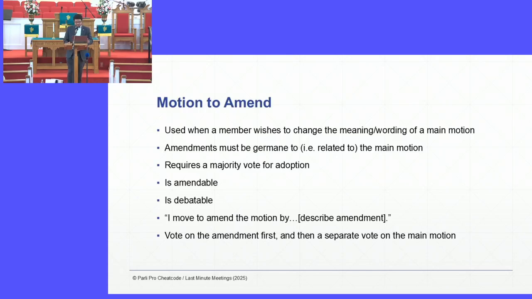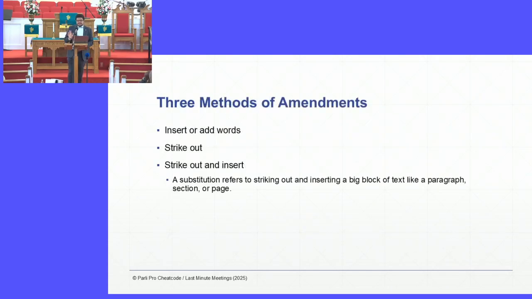Next slide. There are 3 methods of amendment. You're either going to put some words in, take some words out, or take some words out and replace them with something else. Those are the 3 ways of changing the wording of something. If you ever hear the word substitute, that refers to striking out a whole page or a whole section or a whole paragraph and substituting it with something else.